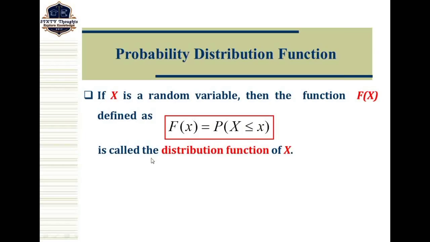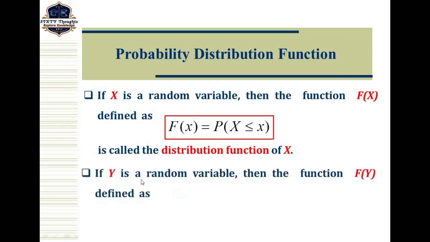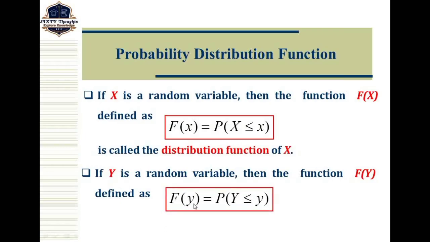Similarly, we define the probability distribution function of Y. So if capital Y is a random variable, either discrete or continuous, then the function F of y is defined as capital F of small y equal to probability of Y less than or equal to small y, and is called the distribution function of Y. So these are called probability distribution functions of X and Y.